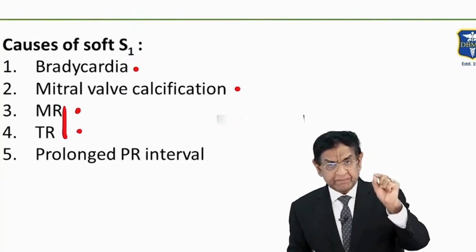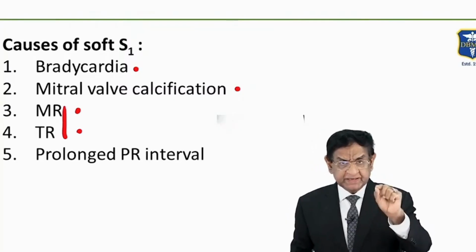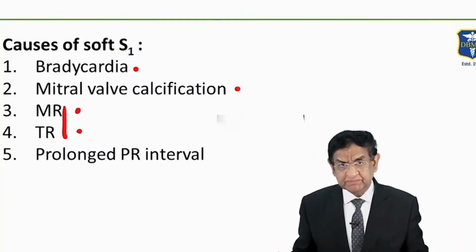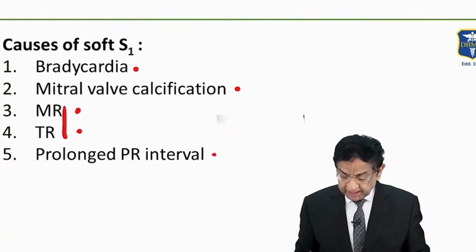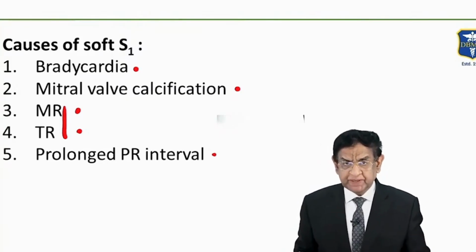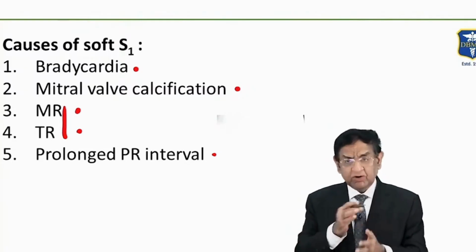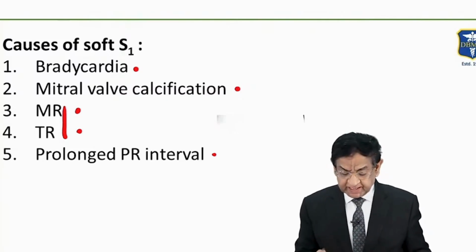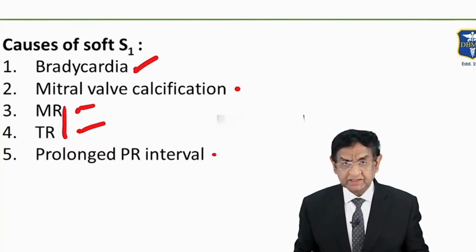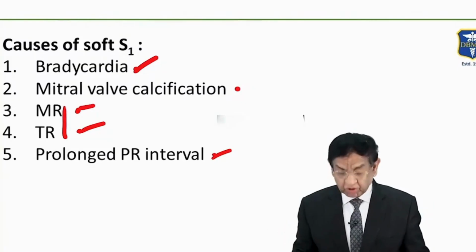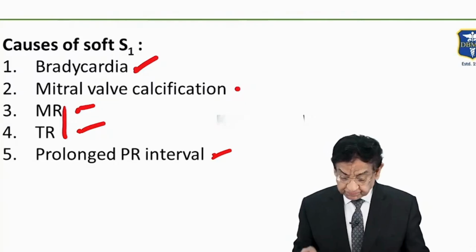Point to be noted, MS and TS were causing loudness, and now if they are regurgitant, then the sound becomes soft. Prolonged PR, point to be noted, short PR was the cause of loud S1. In fact, many things have reversed. Tachycardia loud, bradycardia soft, MS and TS loud, MR and TR soft. Short PR interval was loud, and prolonged PR interval is soft.